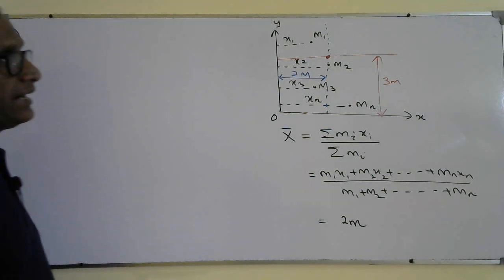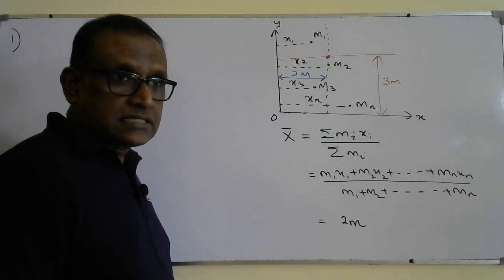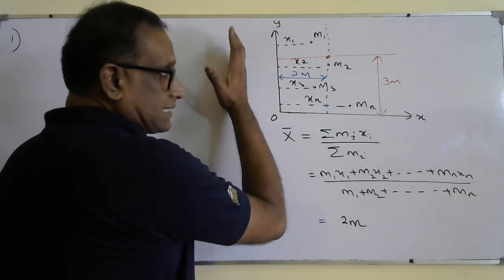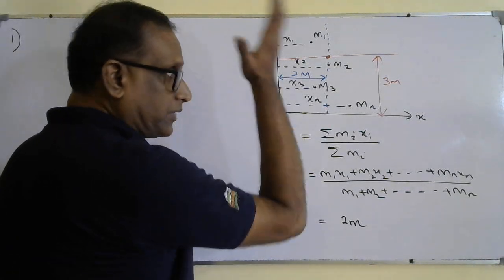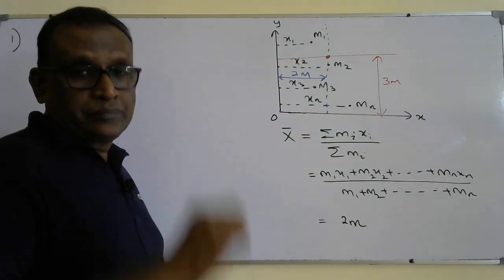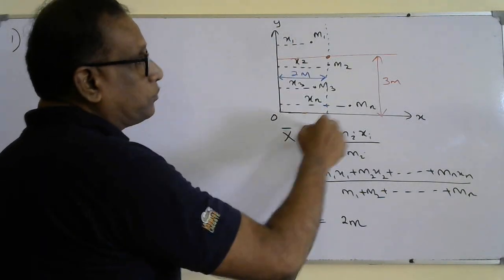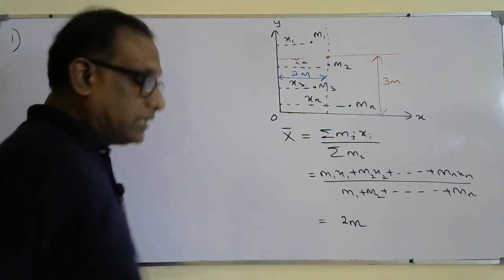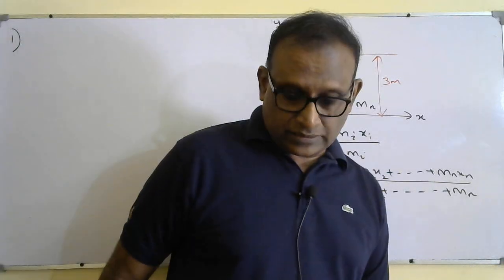So when we find the distance of the center of mass from both axes, that is the x coordinate of the center of mass and the y coordinate of the center of mass, then we will be able to find the actual point of the center of mass where the two lines intersect. That will be the actual point of the center of mass.